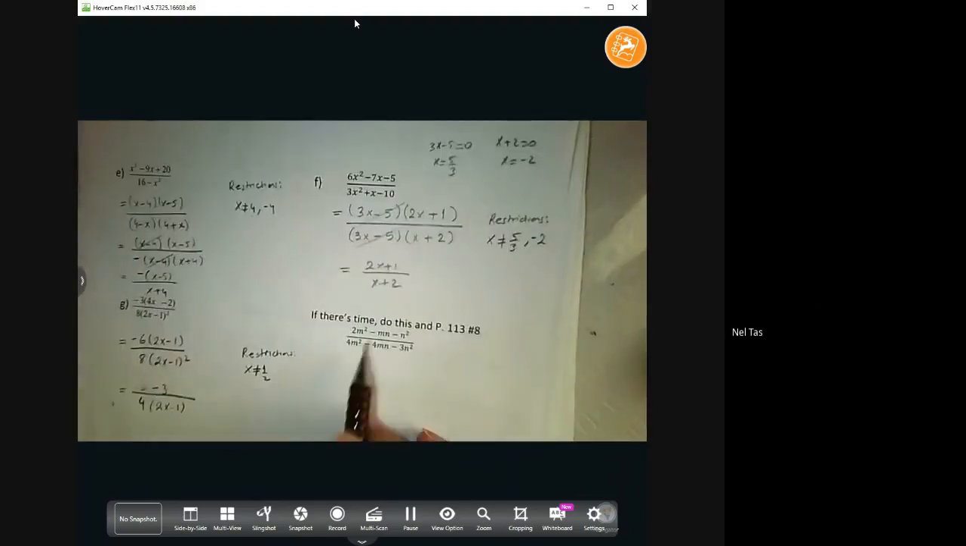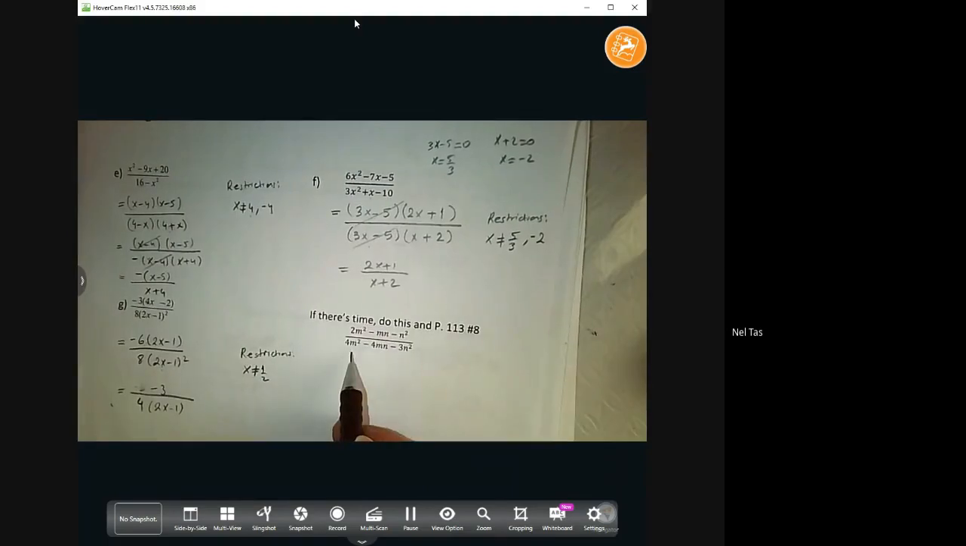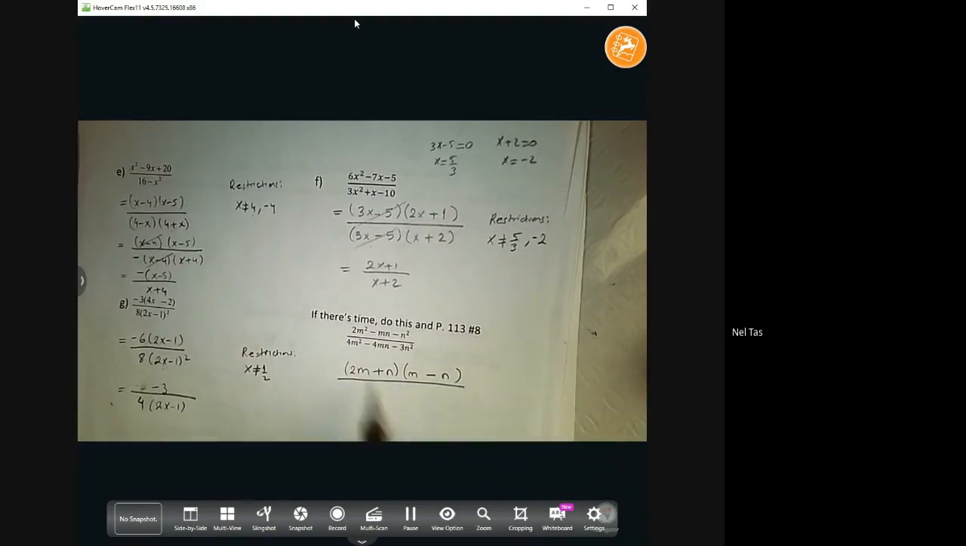Okay, so let's look at the last example. We have 2m squared minus mn minus n squared in the numerator, and 4m squared minus 4mn minus 3n squared in the denominator. Let's factor the numerator. Okay, so this one will get negative, that will get positive. So negative 2mn plus mn gives you negative mn.